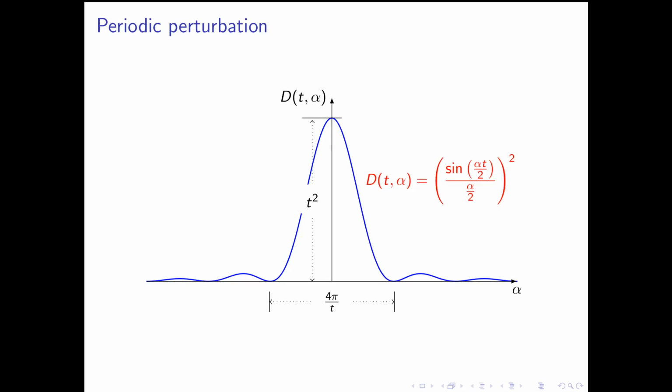In fact, at alpha equal to 0, this has a peak, and the peak is given by t square. The width of the function decreases with time, and you can estimate the width by just looking at the position of the first minima on both sides, and it is easy to see that that width is given by 4 pi by t. So as time increases, this function becomes taller and taller, and essentially the region where you get contributions from becomes narrower and narrower. This should definitely remind you of a delta function, or at least something like a delta function, and that is going to be very important later on as far as long time behavior of a quantum system under periodic perturbation is concerned.